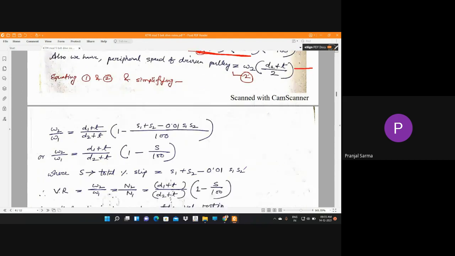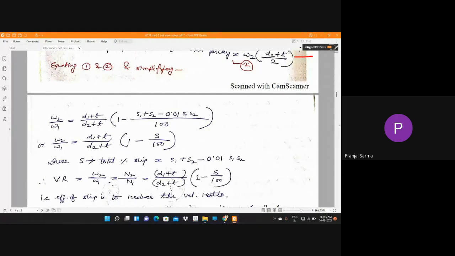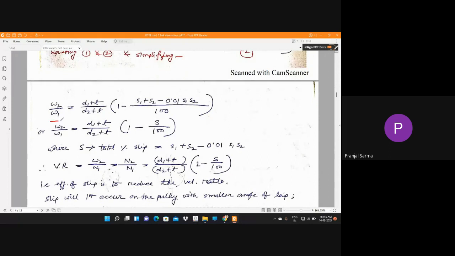Okay, so by equating and simplifying, we can get omega 2 by omega 1 equal to (d1 + d) divided by (d2 + d), times (1 - s1 + s2 - 0.01 s1 s2) divided by 100. After simplifying, we have already considered s to be the total percentage slip, so this much value we can replace with s. And s is nothing but s1 + s2 - 0.01 s1 s2.